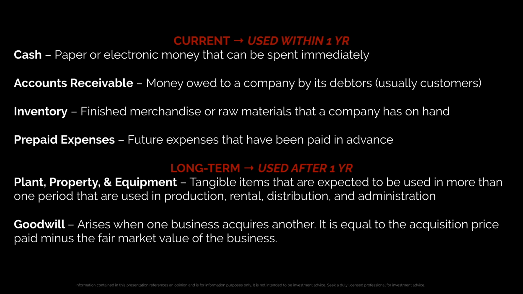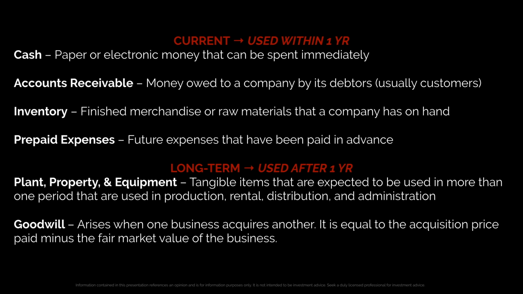Next is inventory, which is the finished merchandise or also the raw materials that a company has on hand. Again, these are things they've already paid for. And then prepaid expenses, future expenses that have been paid in advance. Maybe you purchased a legal firm and you paid them a retainer, or you have some other expense that you've already paid for, like a subscription cost or something like that. So maybe you have a yearly subscription, you pay it all up front instead of paying it monthly. Now, we call these current assets, and current assets are very simple. It just means that you're going to use the asset within 1 year.